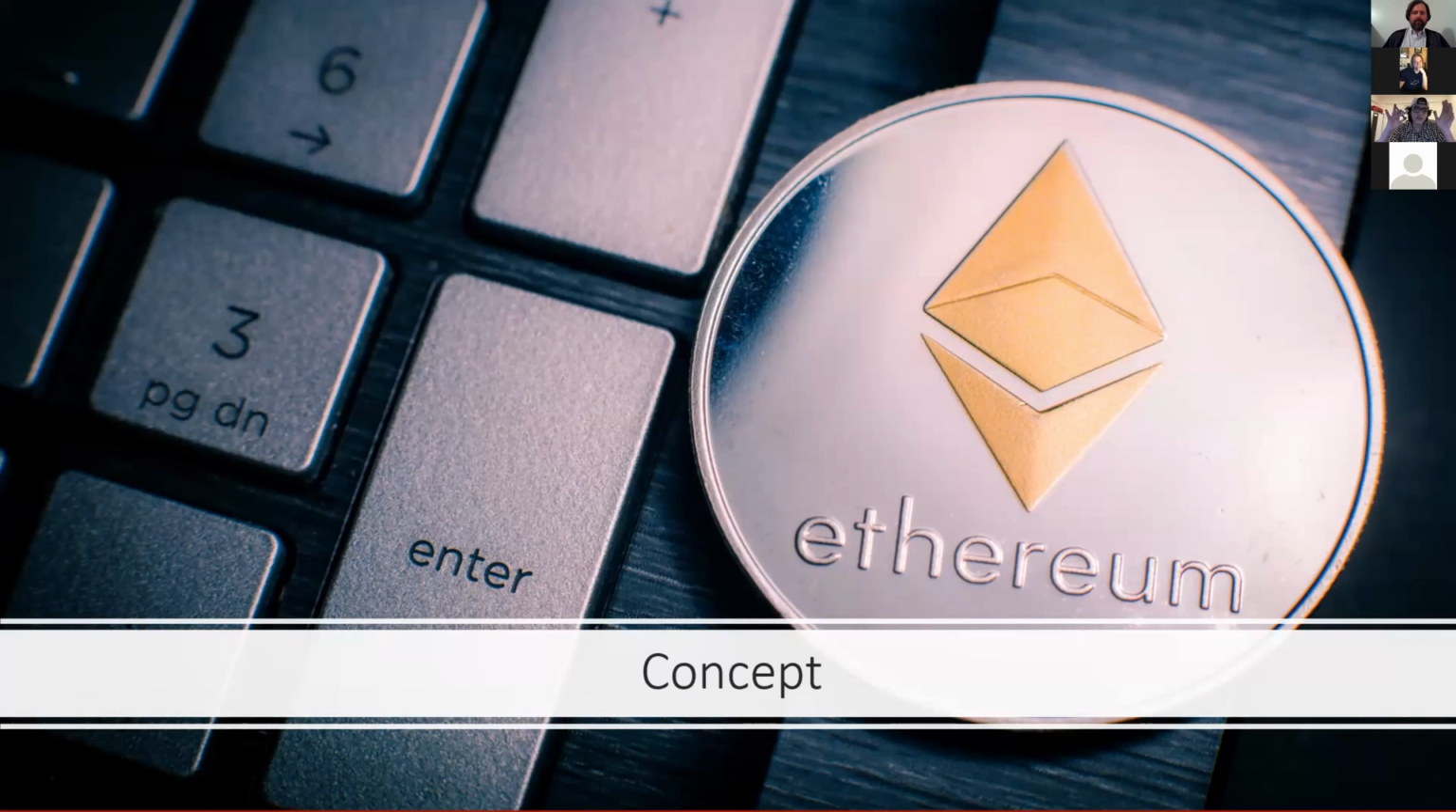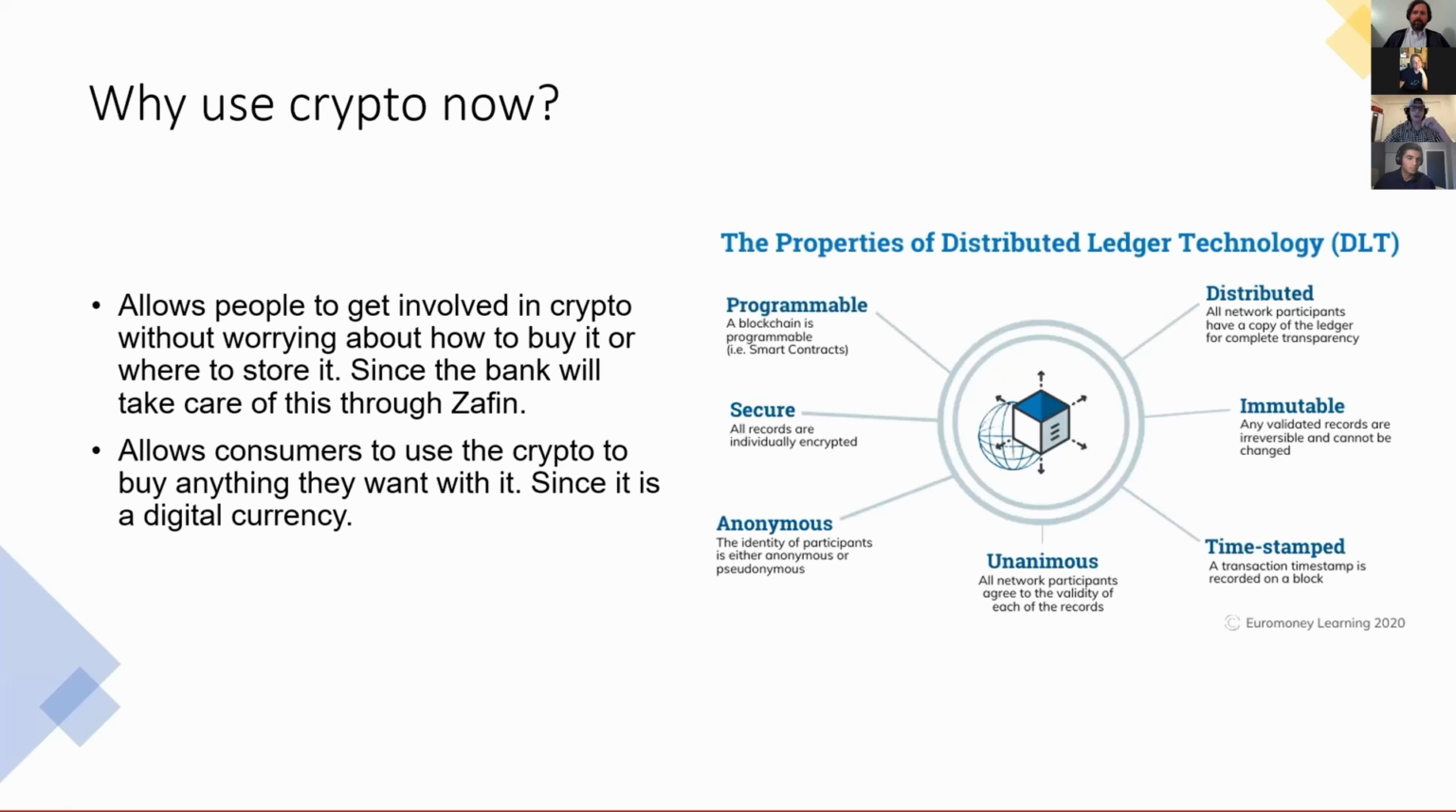So what we have done is we have created our own cryptocurrency on the Ethereum blockchain, and we have created a token, which I will show you in a minute. But for now, why did we choose crypto? Well, a lot of people would like to get into it, but don't know how or where to start. In this program, as a user, you can own your own crypto without having to worry about where you're going to get it or how you're going to sell it, because all of this will be managed through Zafin.